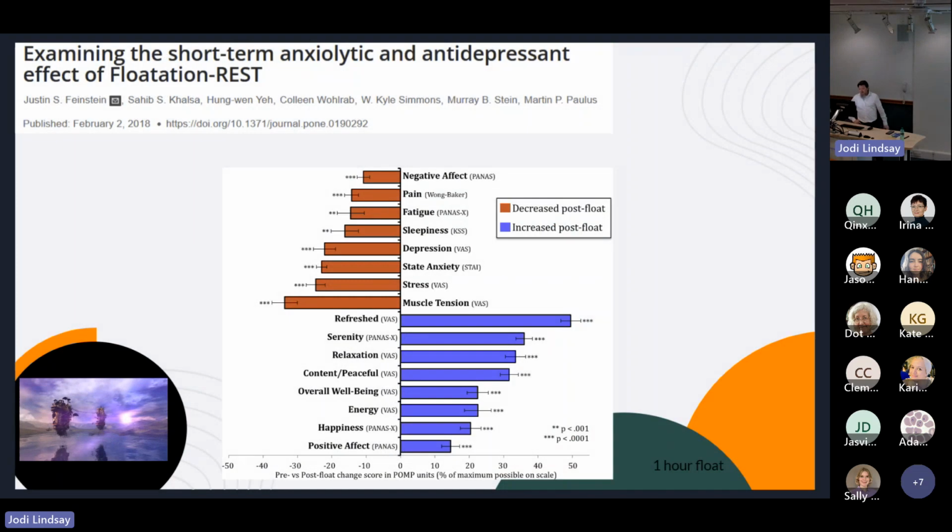And this is just one float. Just lying in that tank for an hour, and you can see that all the things you don't want to have, like pain, fatigue, depression, stress, anxiety, go down significantly. And everything you do want to have, being refreshed, relaxed, peaceful, high energy, is actually going up.